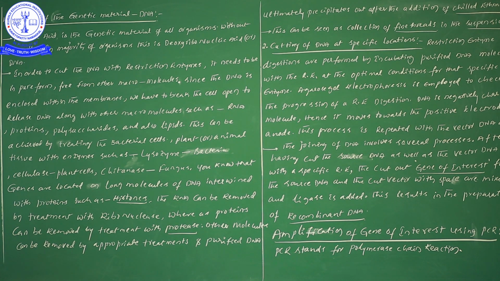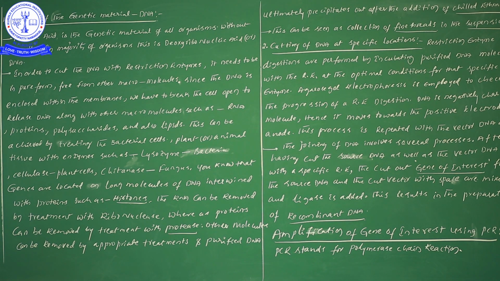So deoxyribonuclease. Why? Because when you digest all these macromolecules using different types of enzymes, then only we will find the purified form of DNA. So this is required. Sir, if you obtain this purified DNA, then what will you do? Ultimately it precipitates out, so finally we will observe the formation of a precipitate.